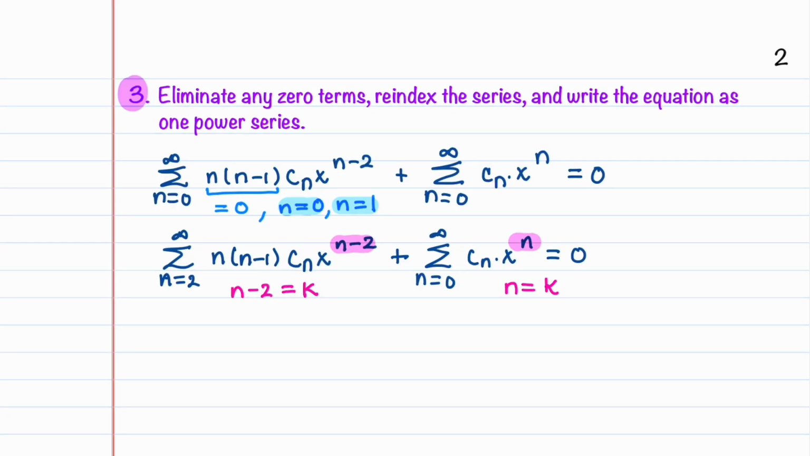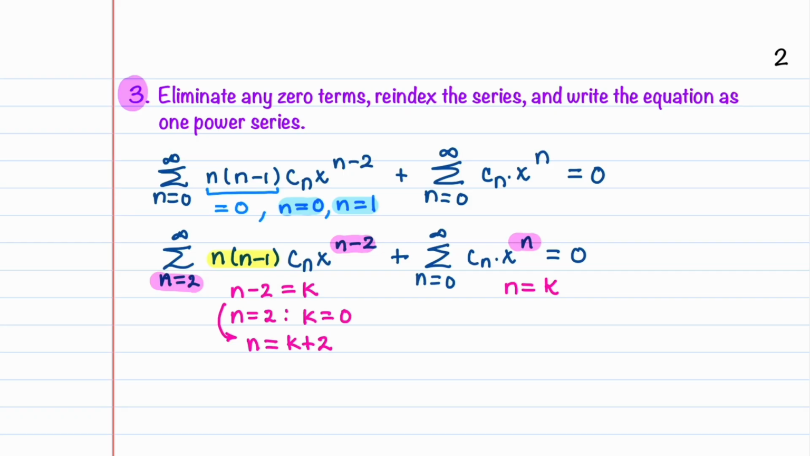Let's go back to the first sum, and let's look at our index right here. We need to know what this index is going to be in terms of k, so when n is equal to 2, we have to figure out what k is. When n is 2, k is going to be 0. And then to rewrite this in terms of k, we need to know what n is. So we're going to solve for n, and we get that n is equal to k plus 2.